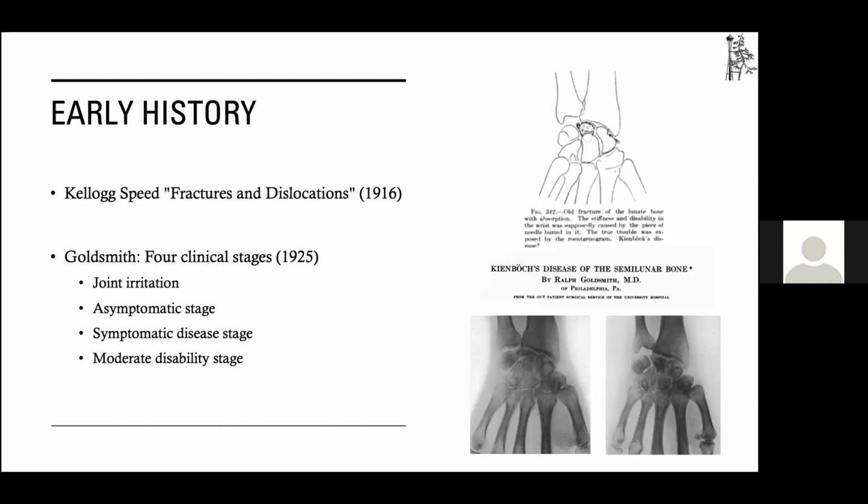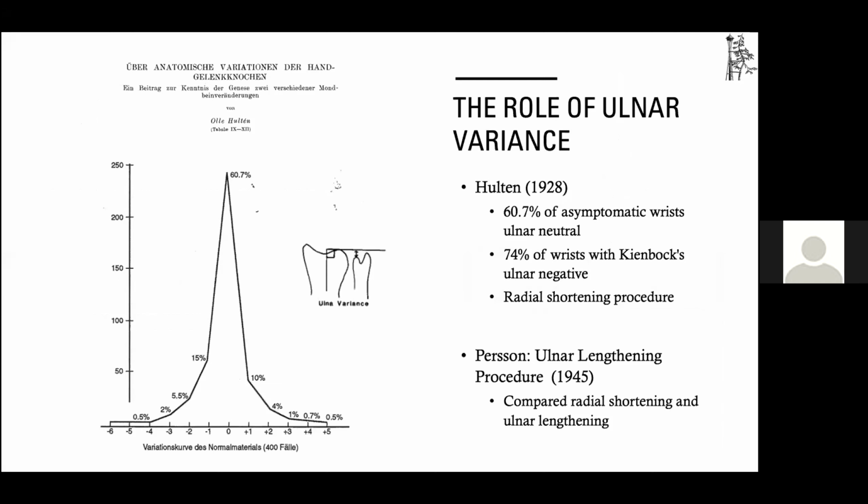He recommended conservative management for the early stages and recommended lunate resection for the late stages. Unfortunately, this typically then went on to destabilize the carpus, leading to carpal collapse and pancarpal arthritis.